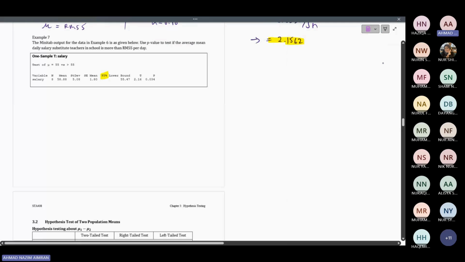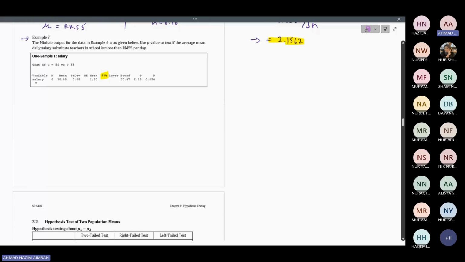All right. So this is an example, the last example for one population mean before we discuss the two population means. Again, this is a Minitab output, and usually in the test or in the final exam, there will be a lot of Minitab output, and you must be able to understand or read the output. Okay, and now let's look at example 7. The Minitab output for the data in example 6 is as given below.